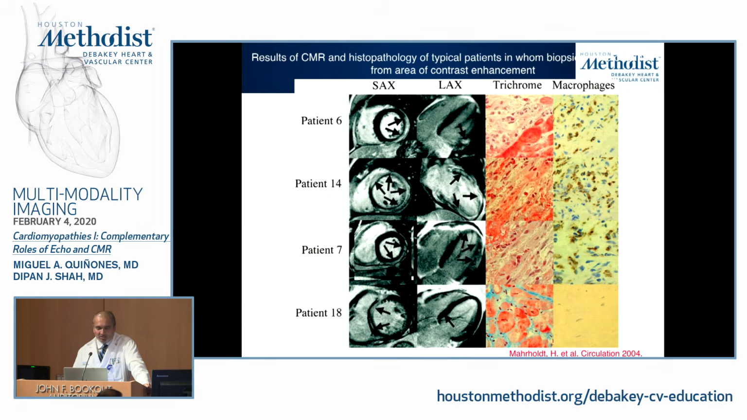This is a series from a German group almost 15 years ago where they looked at patients that presented with clinically suspected myocarditis, did an MRI on them, identified where the area of hyperenhancement was, and then actually took them to the invasive lab and did endomyocardial biopsies within the LV, where they tried to get a biopsy specimen at the site of the hyperenhancement.